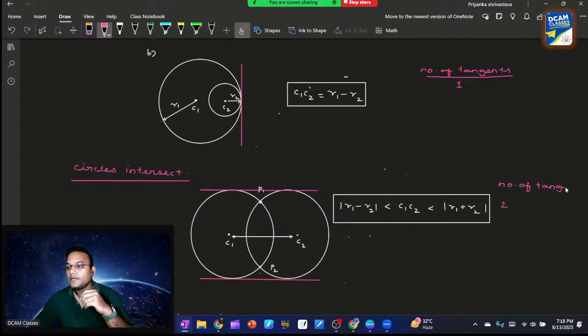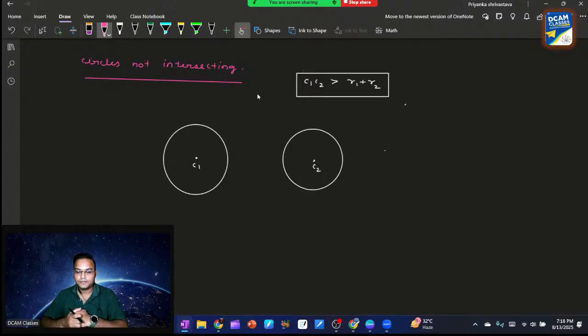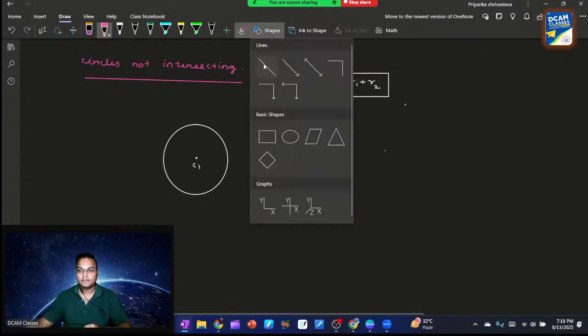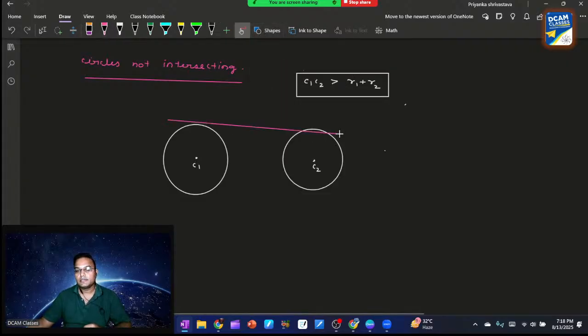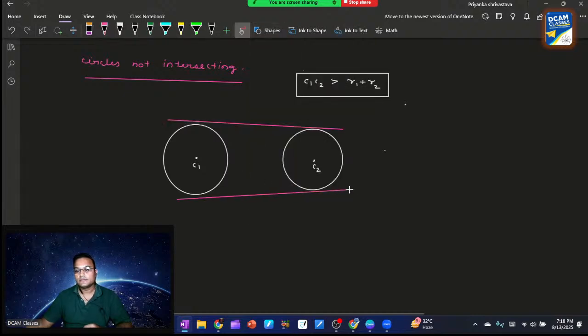Actually, I need not tell this one, but you can derive it by yourself only. In this case, can you tell me how many tangents we can draw? So 4. One will be this, other will be this, one will be this, other will be this. Number of tangents, 4.